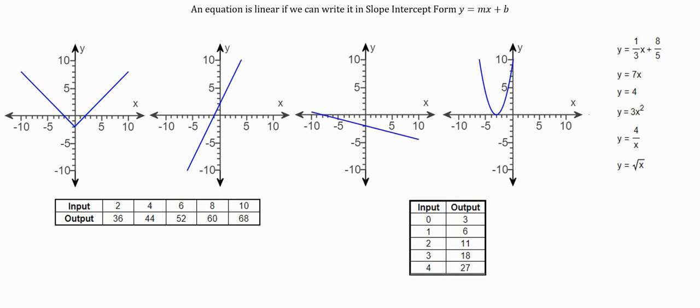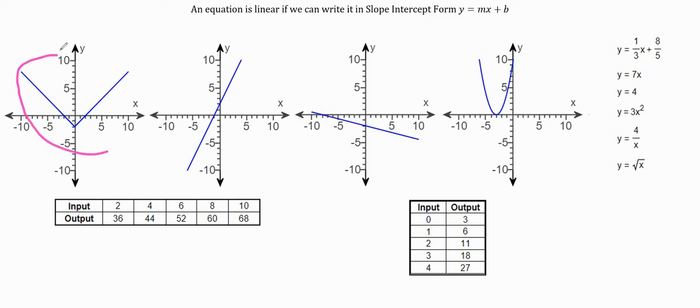So we're going to be looking at linear and nonlinear functions, and we're going to say that an equation is linear if we can write it in slope-intercept form, which is y equals mx plus b. So graph-wise, we're just looking for one straight line. So if there's one straight line, then we're going to say it's linear.